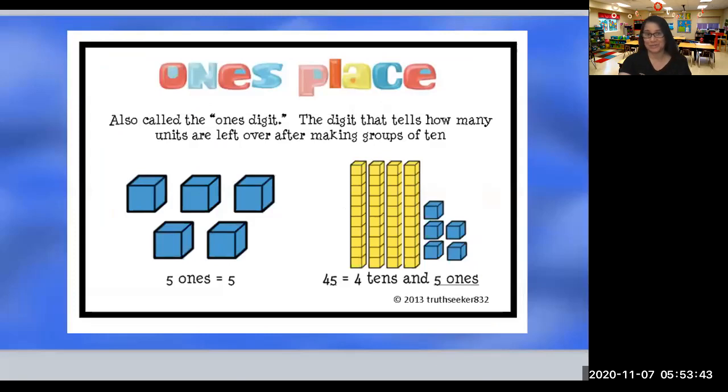This is the ones place value. Do you see the blue blocks? Let's count the blue blocks. 1, 2, 3, 4, 5. We have 5 blue blocks, which we counted by ones.